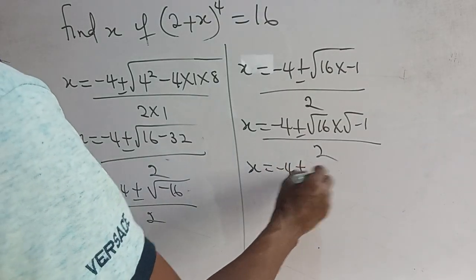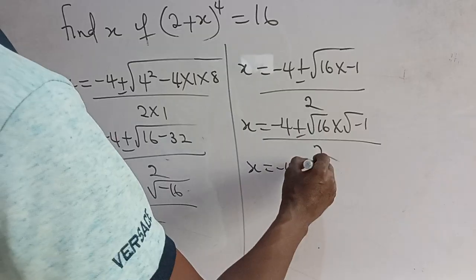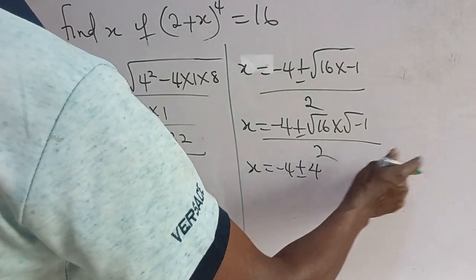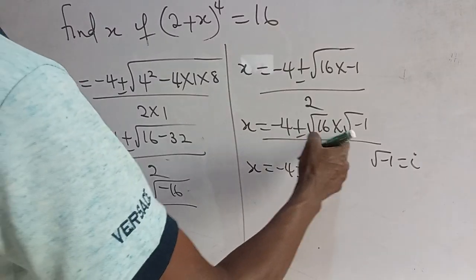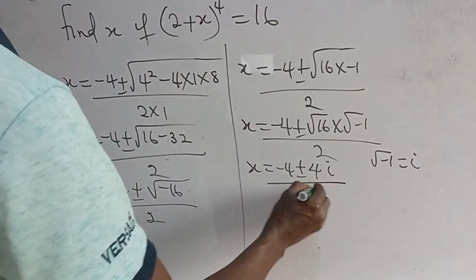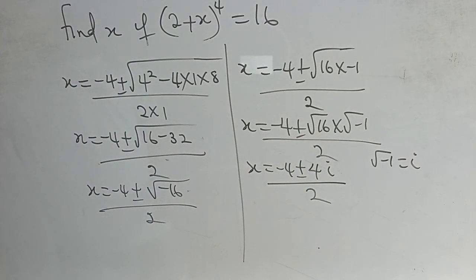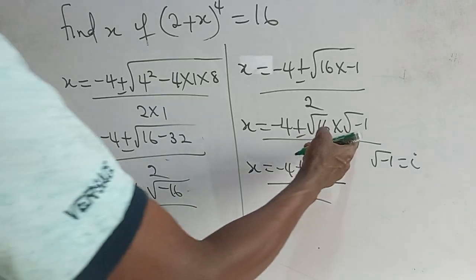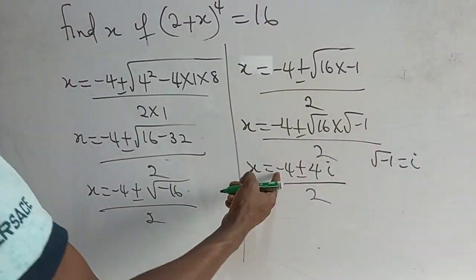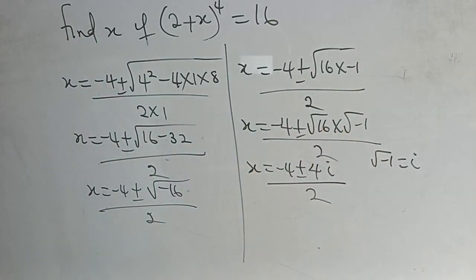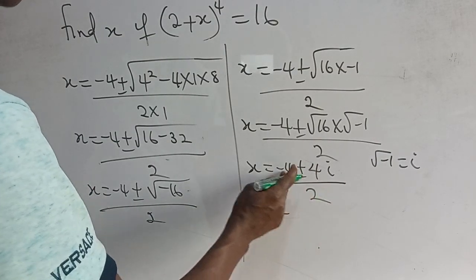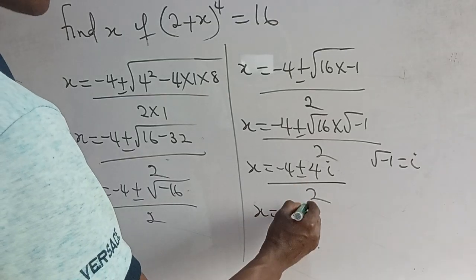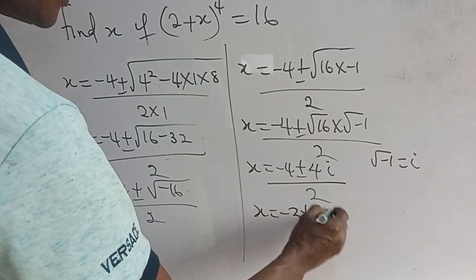So x equals minus 4 plus or minus the square root of 16, which is 4. Then note, in complex numbers, root minus 1 is i. So that means 4 times i, all over 2. So minus 4 plus or minus 4i, all over 2. This will finally give us x equals, dividing by 2, minus 2 plus or minus 2i.